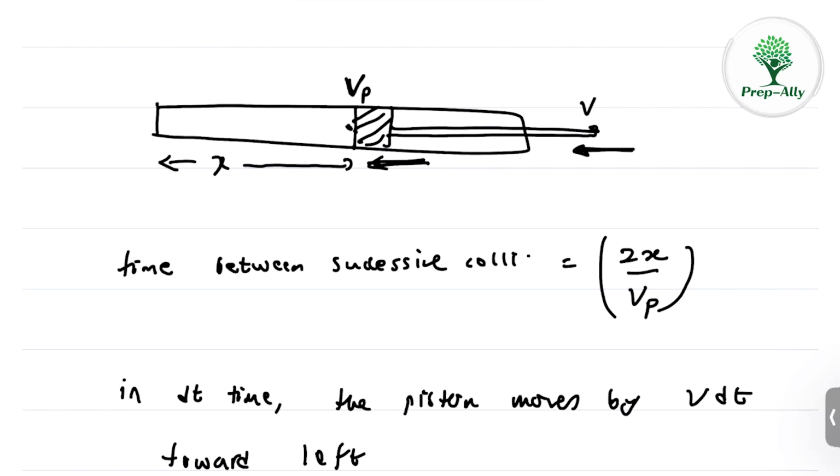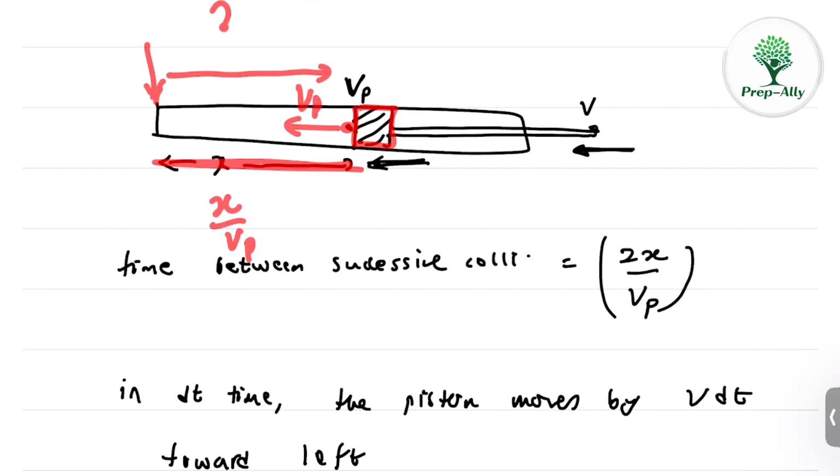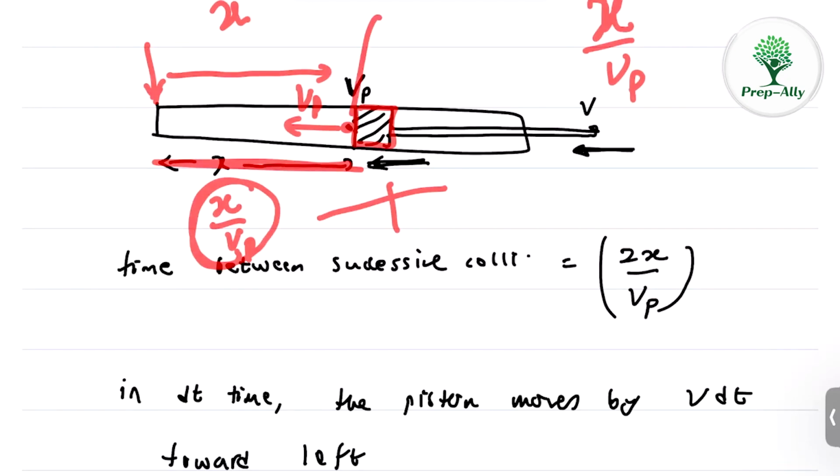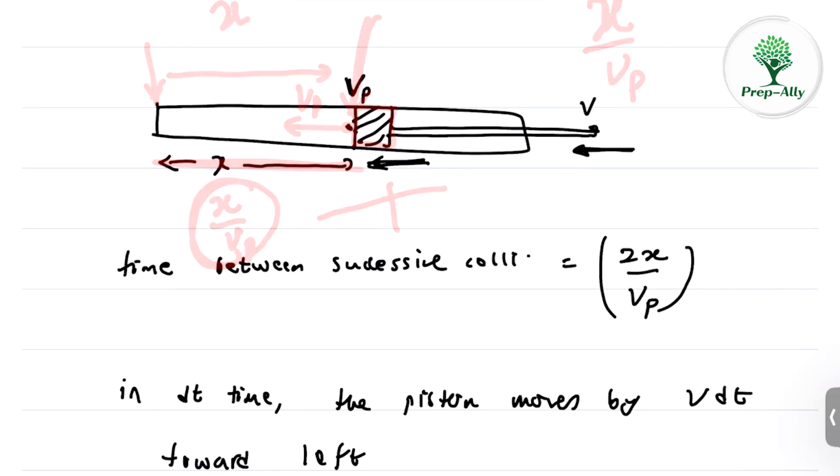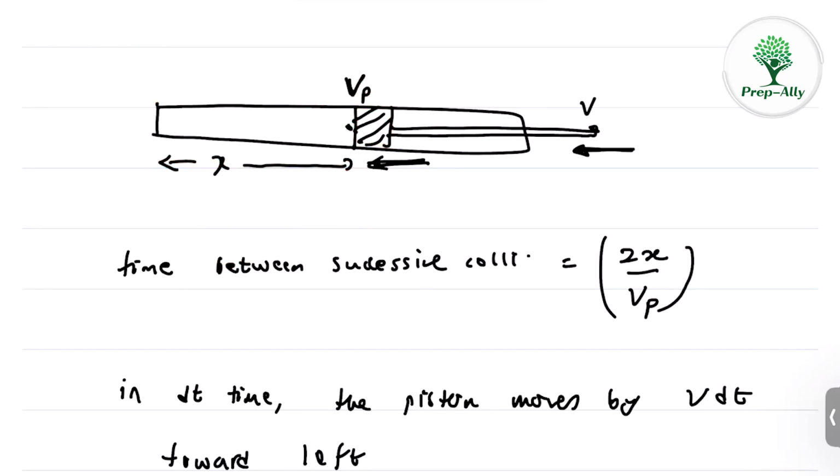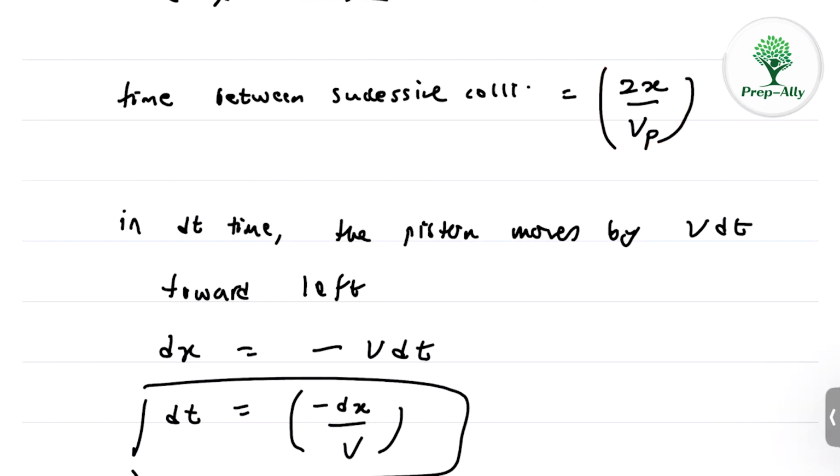Are you understanding this? If it has collided just now with the piston and its velocity is Vp, how much time is taken to go to this end? Distance by speed. Again, it has to travel the same distance x. Distance divided by speed. So total time to go back again for the collision is x by Vp plus x by Vp. 2x by Vp is the time for another collision to happen. During each collision, it will gain a little velocity, and that little velocity is 2v.